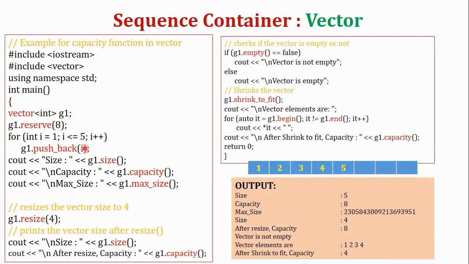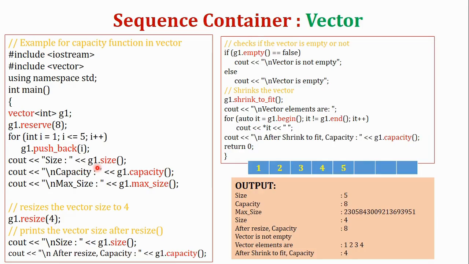Then we are going to push the values into the vector memory location. So now the loop will rotate 5 times. Every time it will get the I value. Then we are going to push the value into the vector. For example, 1, 2, 3, 4 and 5. Now we are going to call some inbuilt functions. Then we will see the result.